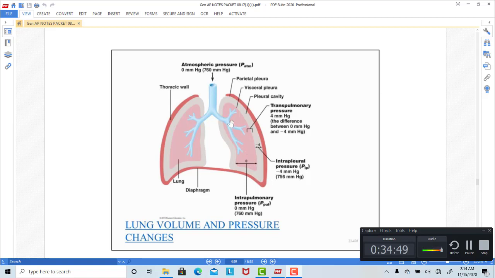So we see this nice exchange here between the air and the alveoli just based on these two major pressures, which is the atmospheric pressure, the pressure of air outside the body, and intrapulmonary pressure, which is the pressure inside the alveoli. So intrapulmonary pressure is lower prior to inhalation, and it's higher prior to exhalation compared to the atmospheric pressure.